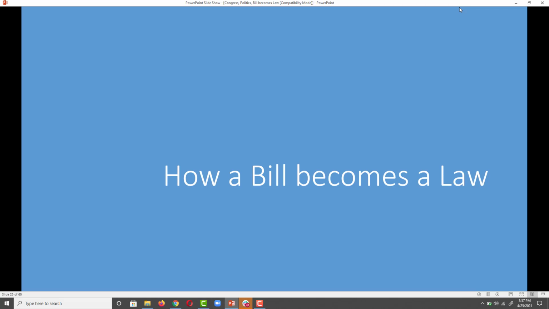All right. Hard shift gear to how a bill becomes law. We understand the structures of government and Congress in particular. How a bill becomes a law, we're talking about Congress specifically. That's what they do. They make laws. They're also susceptible to politics. And that's the other part of the first part of this presentation we talked about. Politics can interfere with the passage of legislation.